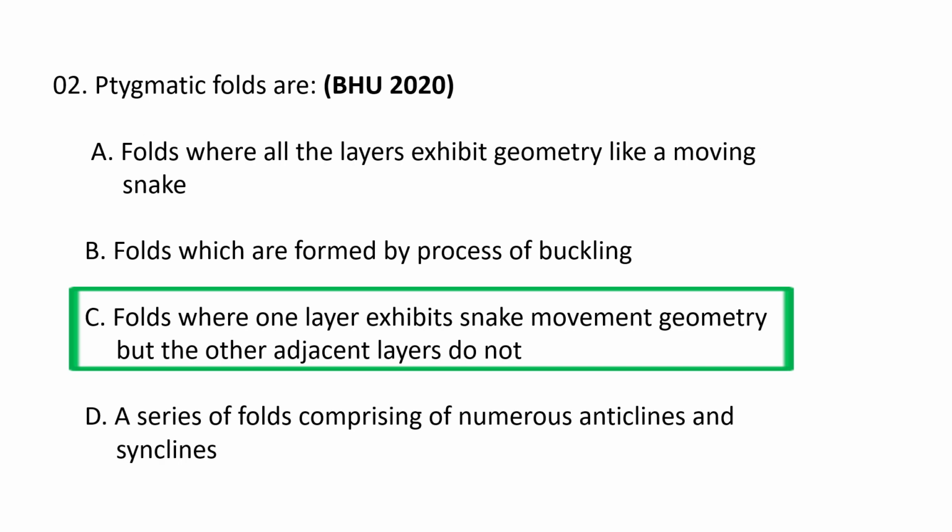So ptygmatic folds are indeed characterized by the irregular and often sinuous or snake-like shape, particularly within a single competent or strong or rigid layer, which is enclosed by a less competent or weaker matrix. These folds do not maintain a consistent thickness, and these are often found in migmatites and other rocks experiencing deformation. So the correct answer is C. Folds where one layer exhibits snake movement geometry, but the other adjacent layers do not.